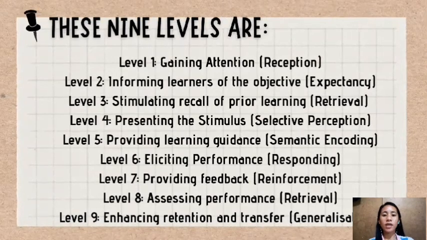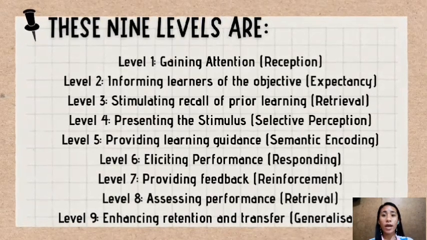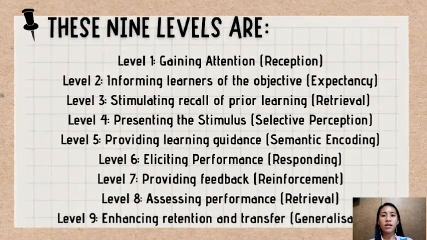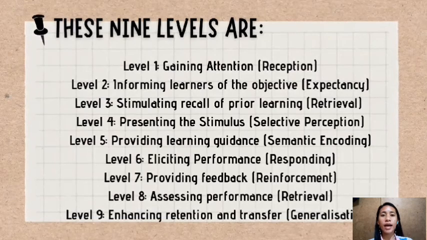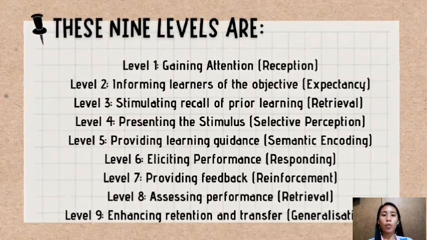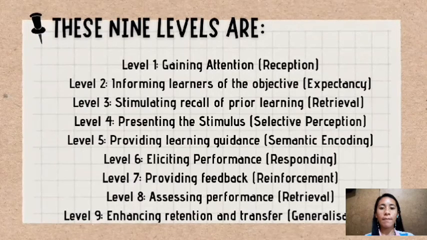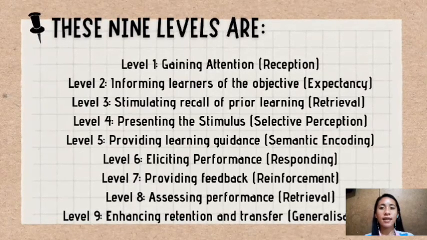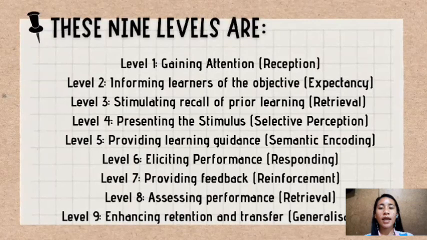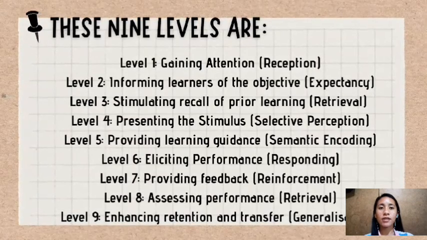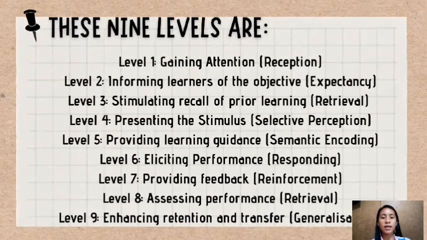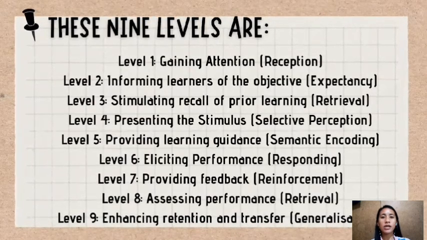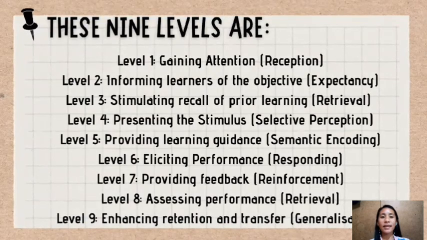Level 4, presenting the stimulus. This is where you teach the lesson. You can start or begin the lesson for them to understand. Level 5, providing learning guidance. This is where the teacher facilitates student practice. Level 6, eliciting performance. This is where the learner has to complete a task on what was taught.